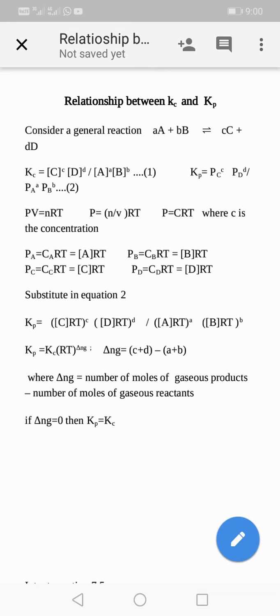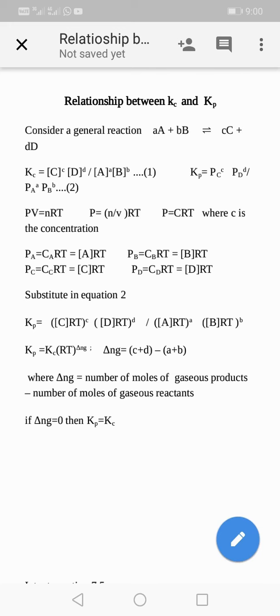Then the next topic is the units of the equilibrium constants Kp and Kc. We know Kc is expressed in terms of concentration and Kp in terms of partial pressure. So the unit of the equilibrium constant depends upon the value of delta Ng. Okay, if delta Ng is equal to 0, then there will not be any units for Kp and Kc. If it is equal to 1 or other values, depending upon the value of delta Ng, we will be taking the units for the equilibrium constant.